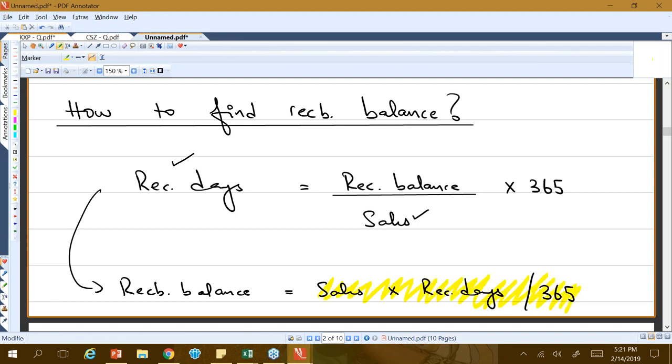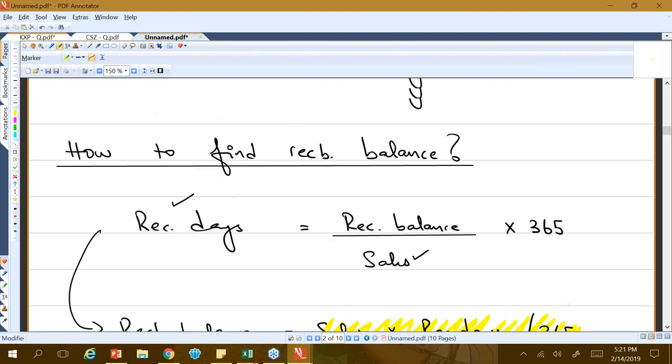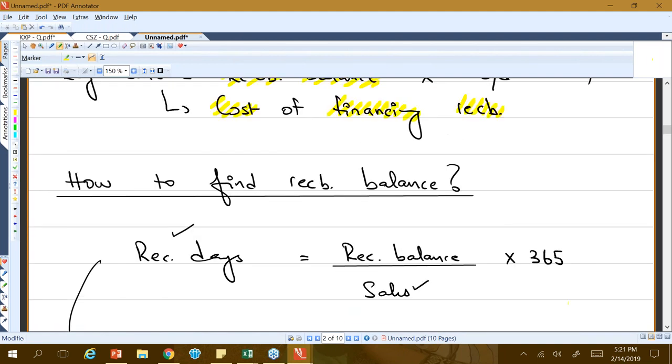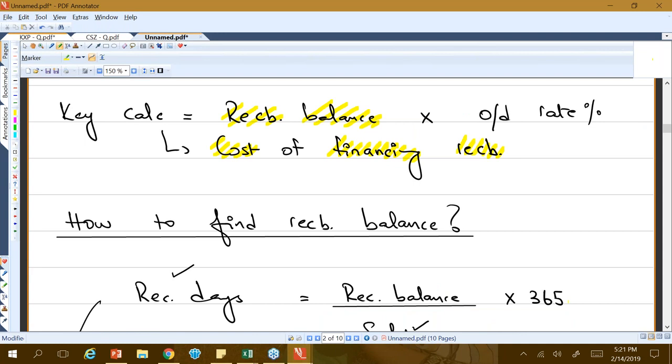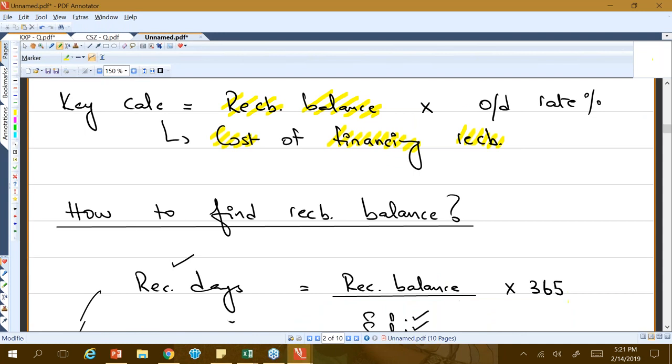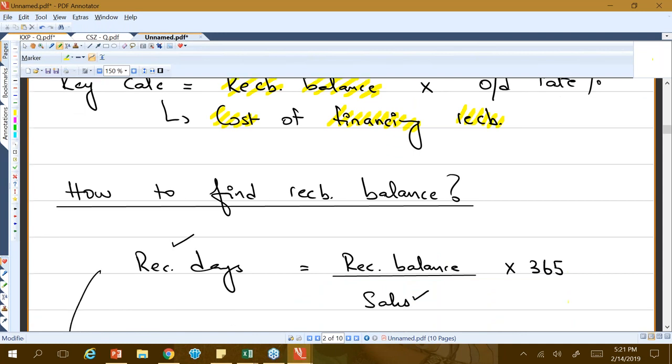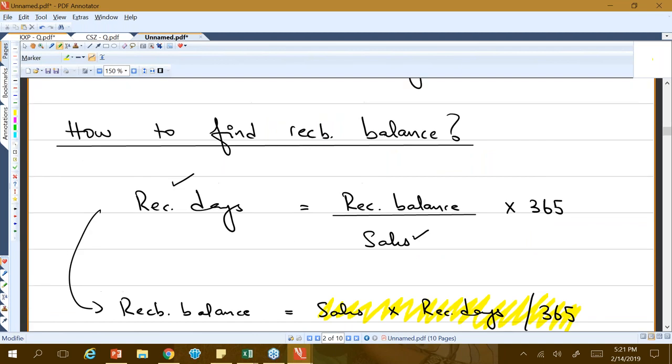And once we have got the receivables balance, then we simply multiply it with the overdraft rate to find the cost of financing the receivables. Okay, so I hope that is okay. Really, really important idea from the calculations perspective.